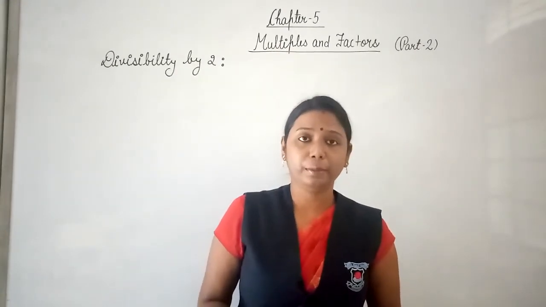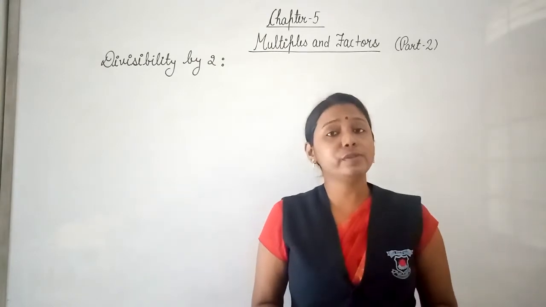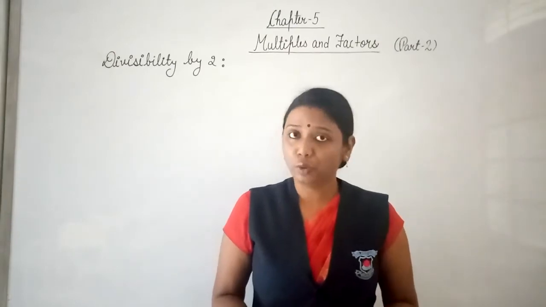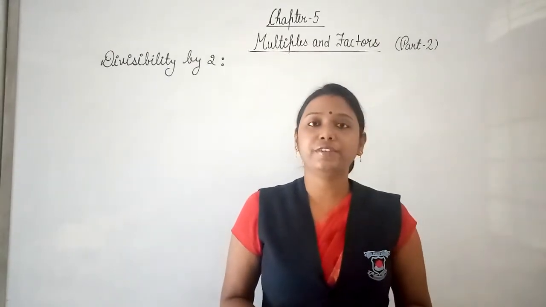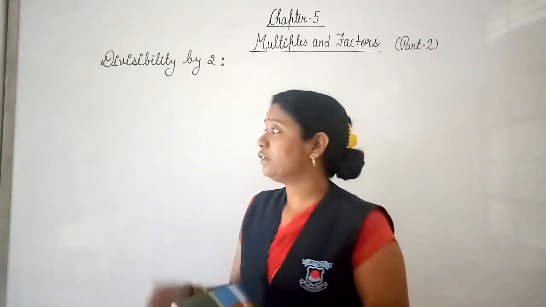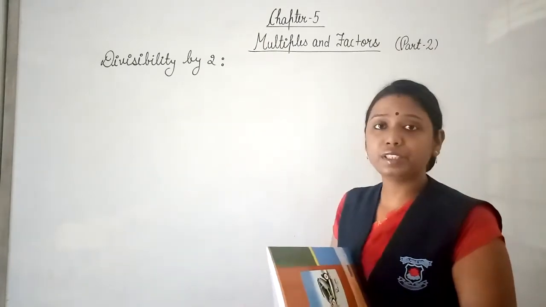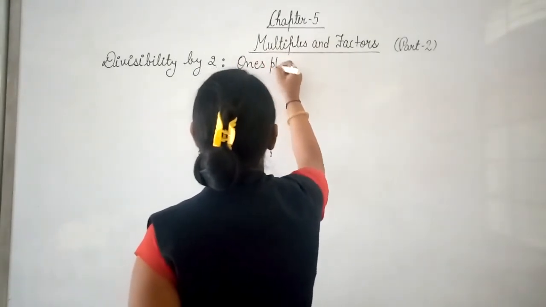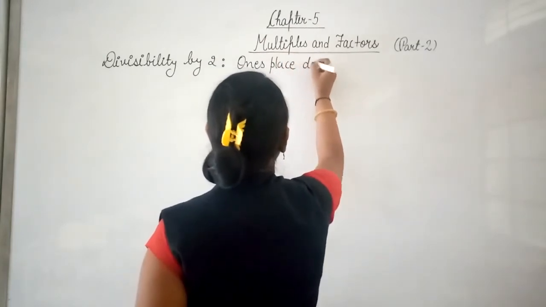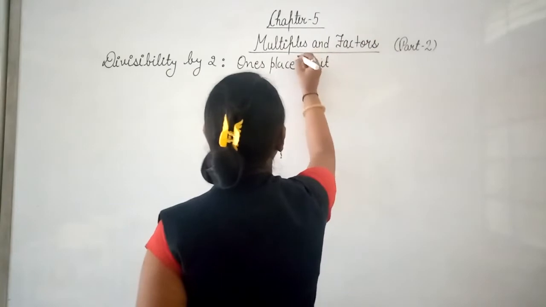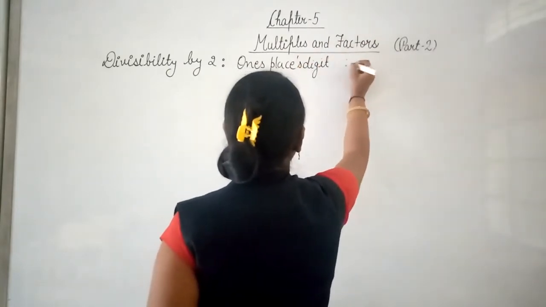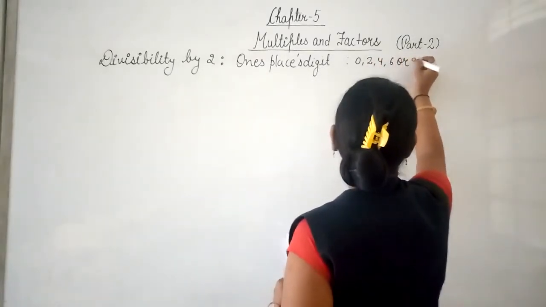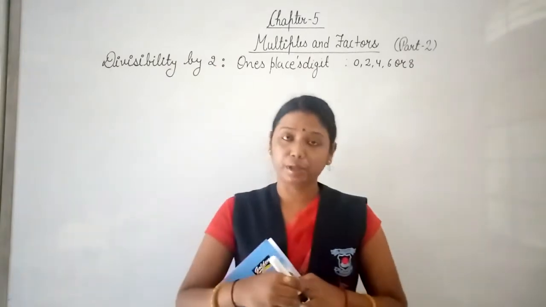Because we know if a number has 0, 2, 4, 6 or 8 at one's place, then that number will be an even number. And we know that even numbers are exactly divisible by 2. So, if we want to check whether the given number is divisible by 2, we have to check its ones place digit. If the digit is 0, 2, 4, 6 or 8, then that number will be divisible by 2.